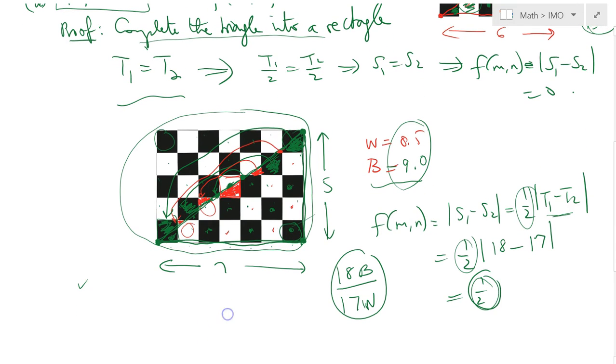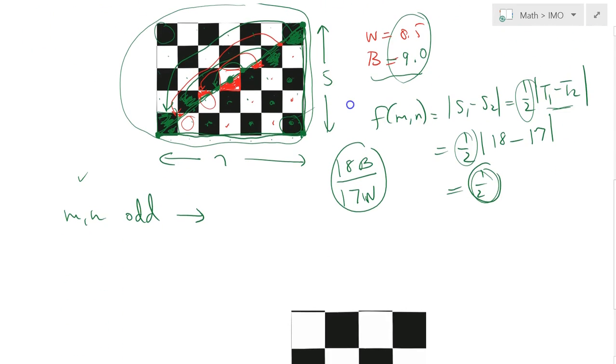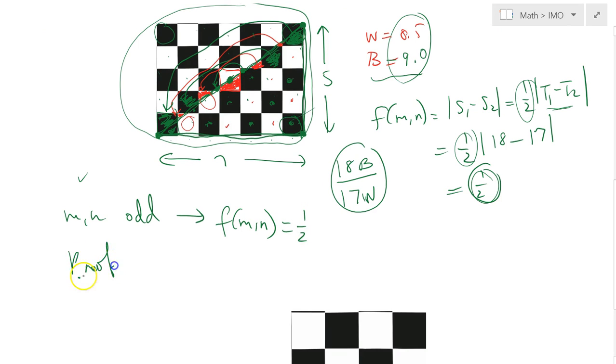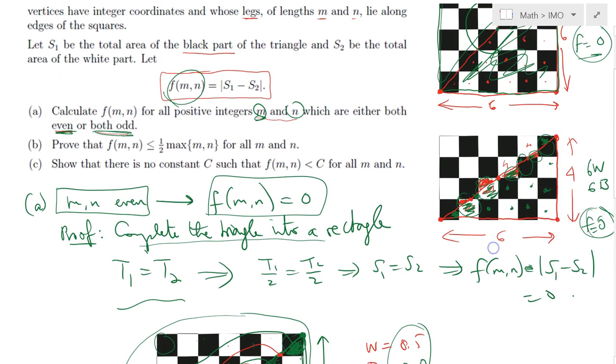So therefore, whenever m and n are both odd, this would imply, using the same type of notation, f of mn is equal to 1/2, and the proof is an exercise for you. You can just write down what we discussed together. Okay, so we are just done with the first part of the problem.